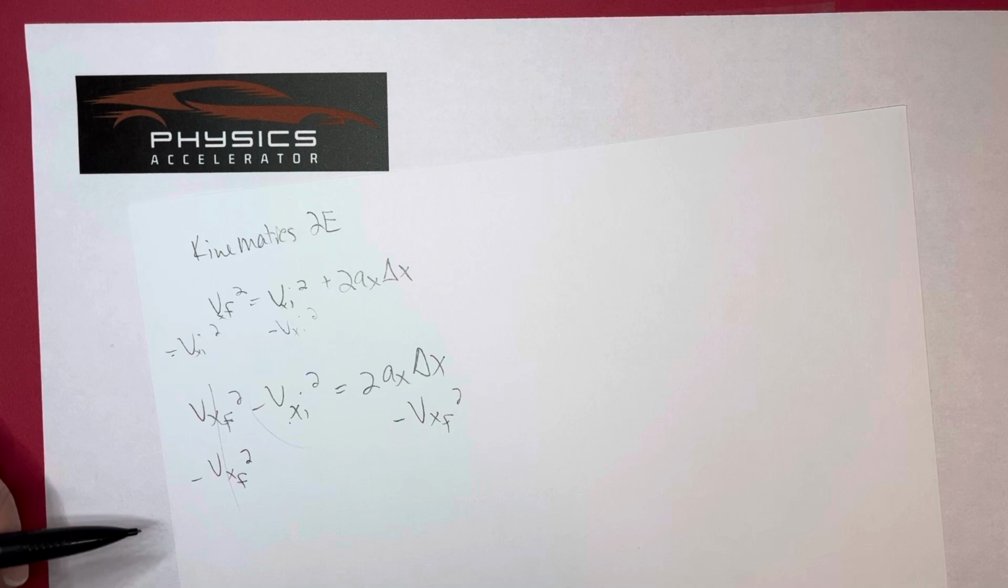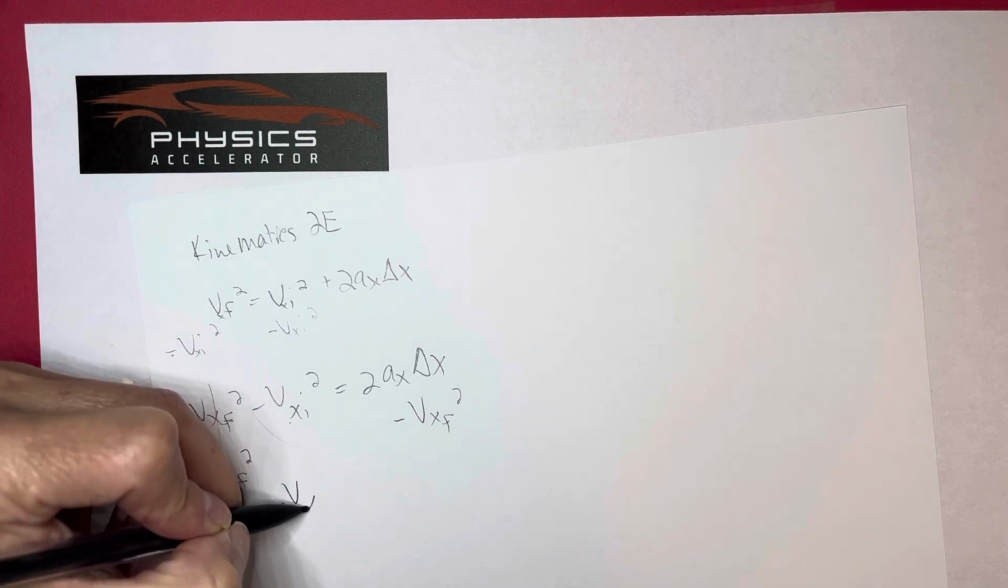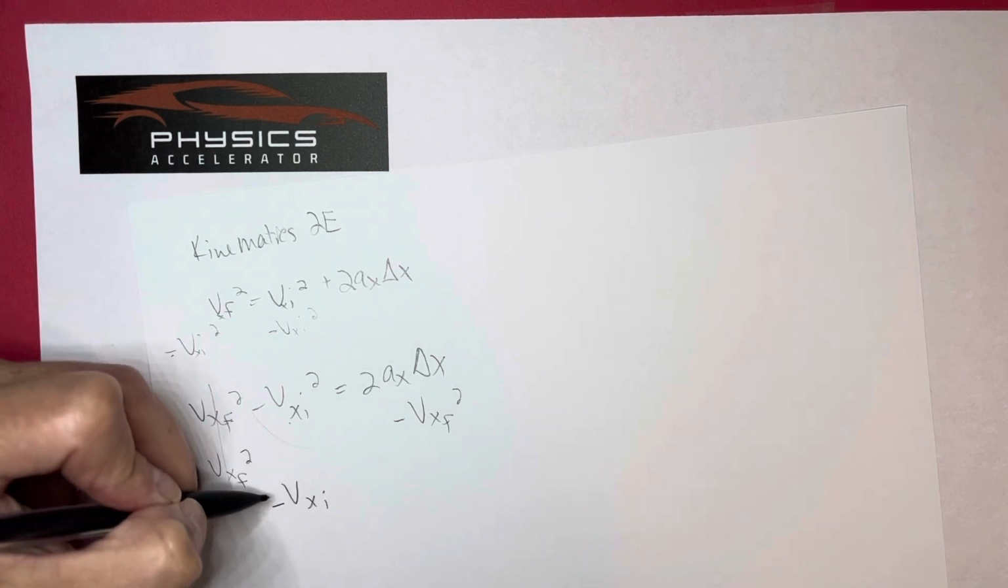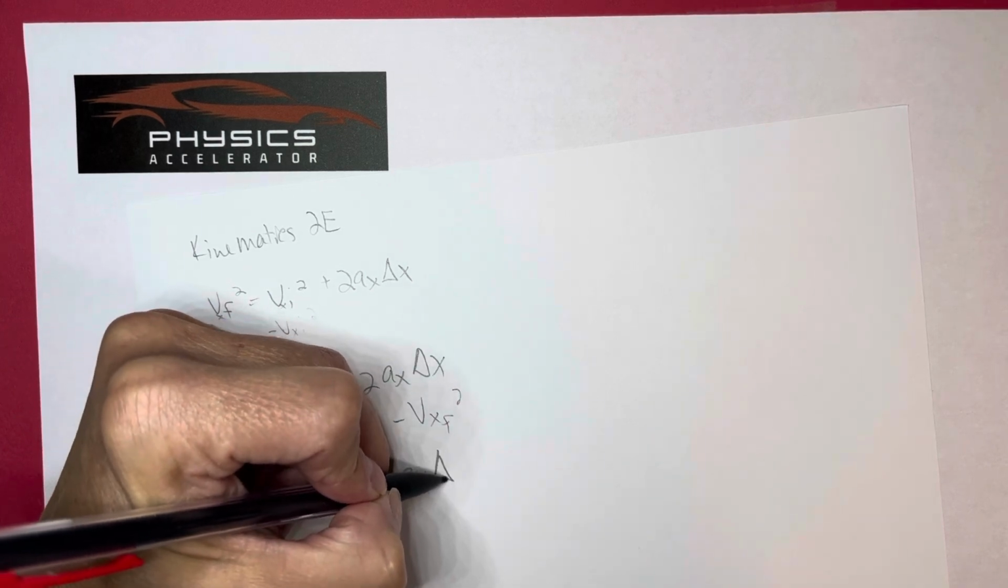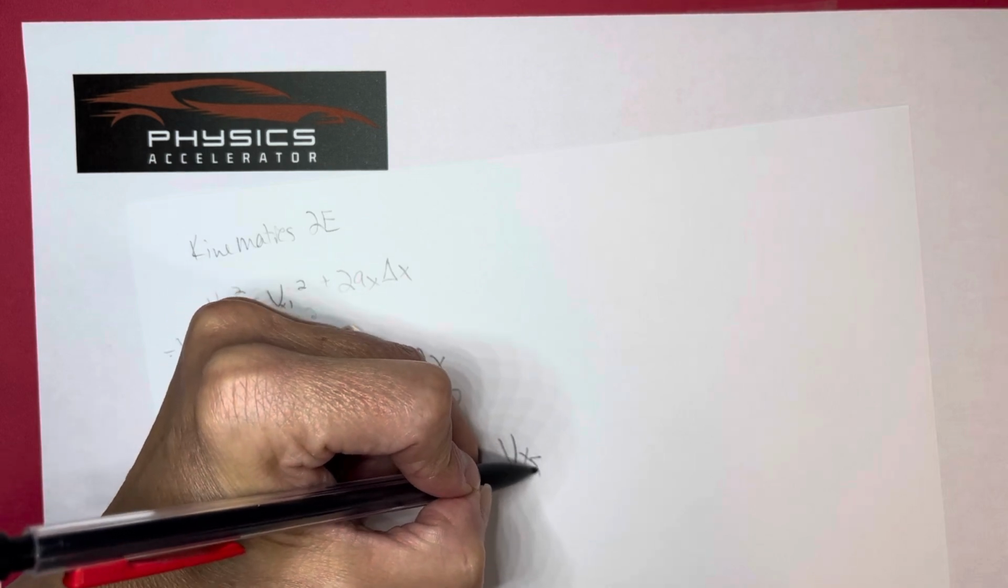It cancels out here. And so what I'm left with is negative initial velocity. Keep that negative sign there. We'll deal with it in just a second. Equals 2 acceleration delta x minus vx final squared.